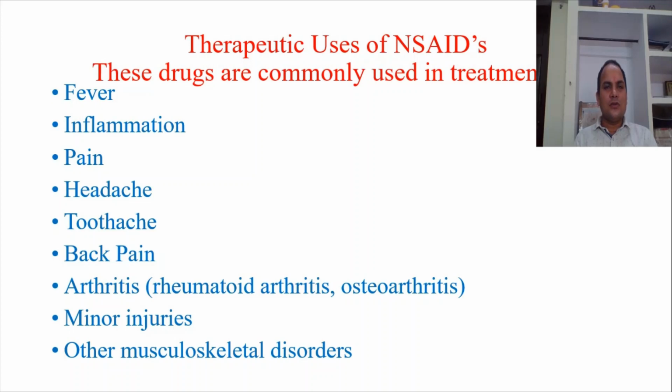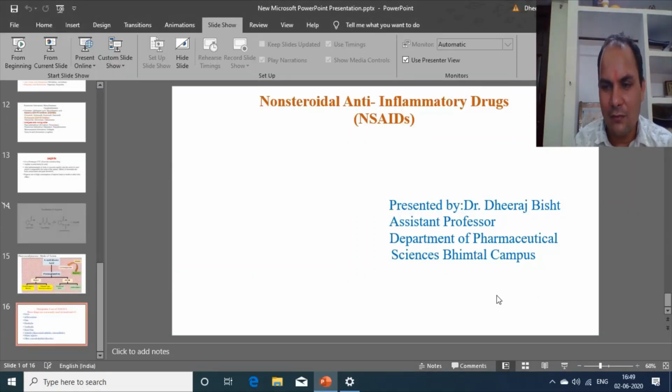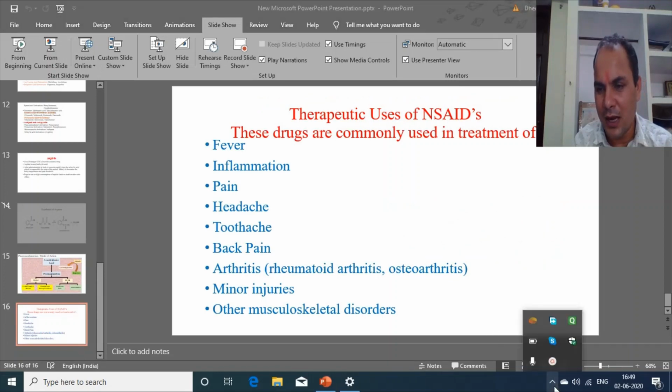Now finally we conclude with the therapeutic uses of NSAIDs. These drugs are commonly used in the treatment of fever, which is called the antipyretic action. They are used in the treatment of inflammation, called the anti-inflammatory action, and in the treatment of pain, called the analgesic action. Also, they are used in the treatment of headache, toothache, back pain, and arthritis, that is rheumatoid arthritis, osteoarthritis, and ankylosing arthritis. They are also used to cure minor injuries in which pain occurs, and to treat other musculoskeletal disorders in which there is much more pain.